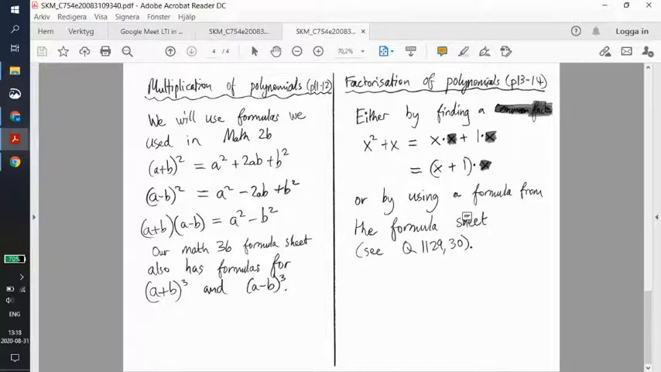Now the other method we'll use for factorization is using one of the formulas from the formula sheet. If we can identify this sort of pattern and know what a and b are, or this one, then we can write it in this factorized form. So this is the factorized form. This is the expanded form. If we're given something that has this form, we rewrite it in this form, then we've factorized that expression. You can practice that sort of thing using these rules. You can practice that in questions 1129 and 1130.